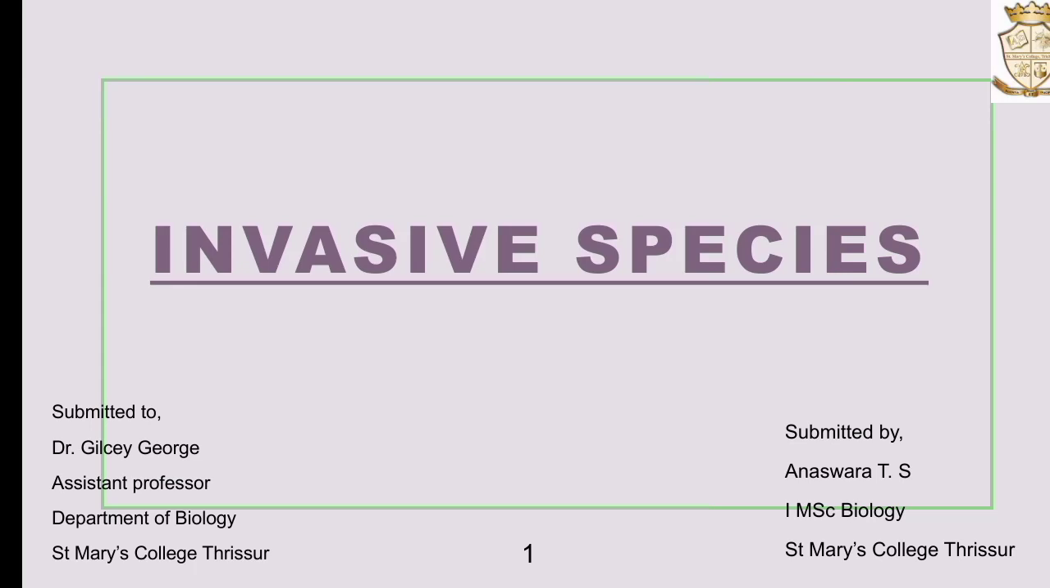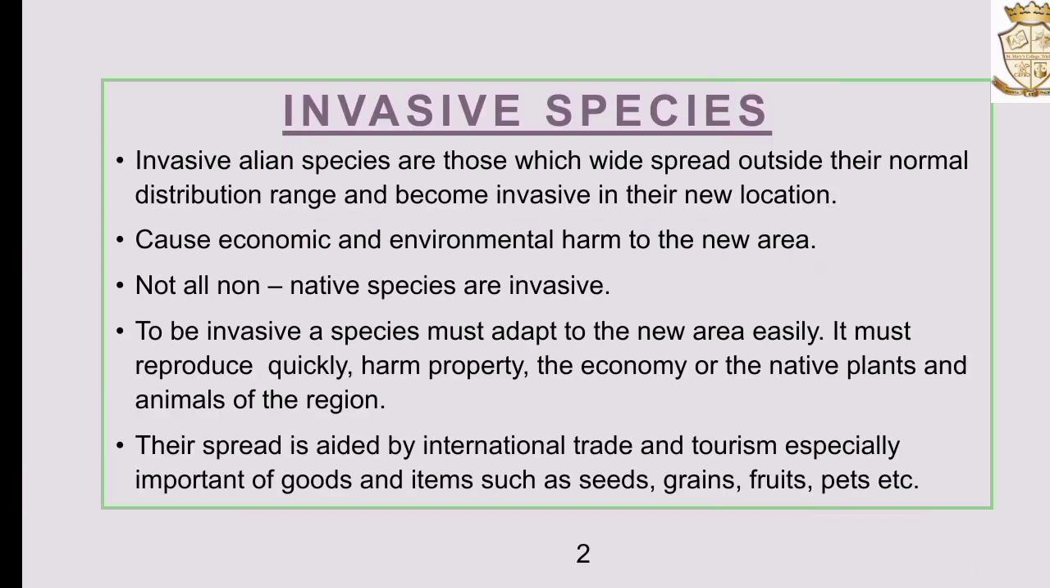But yes, first MSc Biology, I would like to discuss invasive species. Invasive alien species are those which have spread widely outside their normal distribution range and become invasive in their new location. They cause both economic and environmental harm to the new area.